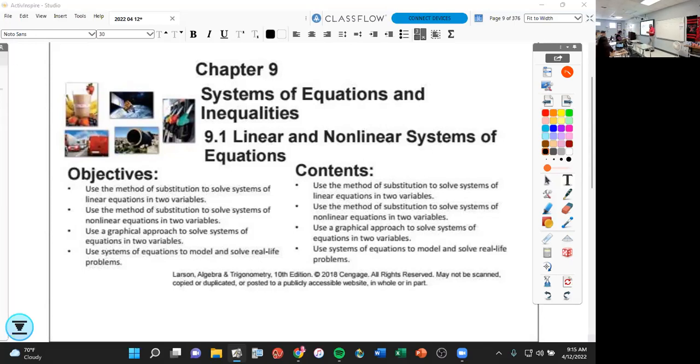So today we're going to talk about solving systems by substitution and by graphing. I don't want Cocoa Puffs on my floor. So here we go.